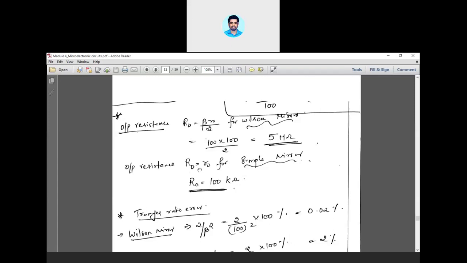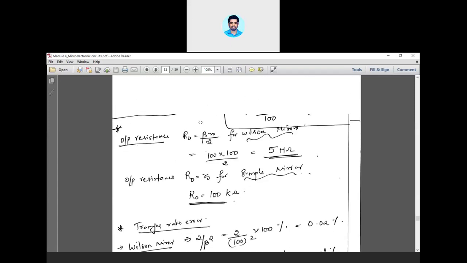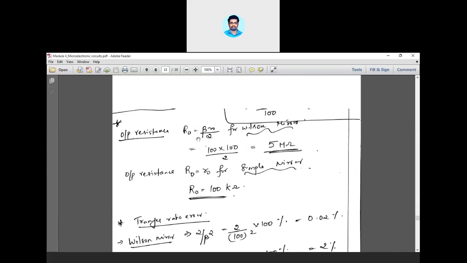Whereas in the Wilson's mirror, there is some enhancement in the output resistance which you can observe in this equation. So substitute the value of beta 100 into r0, it is given, 100 by 2, 5 mega ohm. Whereas in the simple mirror, you are having only the output resistance r0 which is equal to 100 kilo. So you got the difference between these two. So Wilson's mirror is able to produce a better output resistance when compared to the simple mirror.